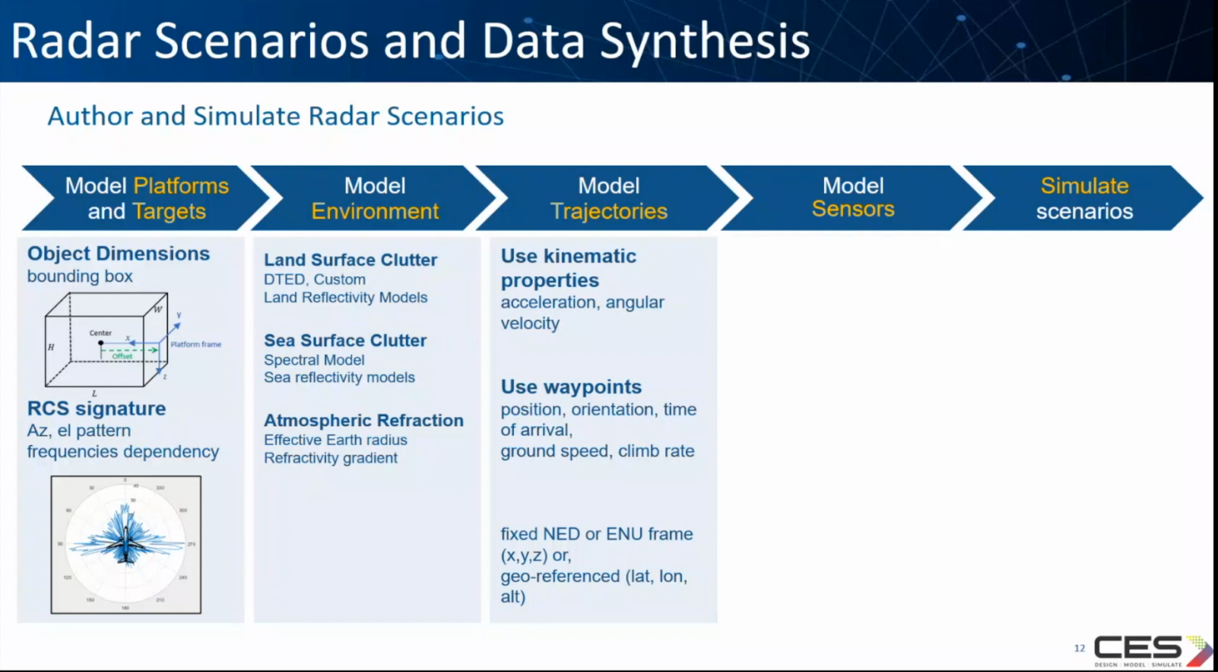For the trajectory, you can use different ways that are available within Radar Toolbox to model trajectories. You can use kinematic properties, including the acceleration, velocity, and so on. The other, higher fidelity way to model trajectories is to use waypoints. That includes position, orientation, time of arrival, ground speed, and so on. Or you can even import terrain data and include it in your scenario.